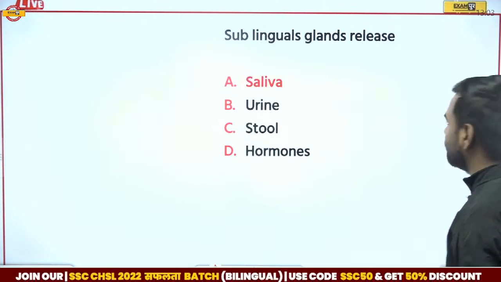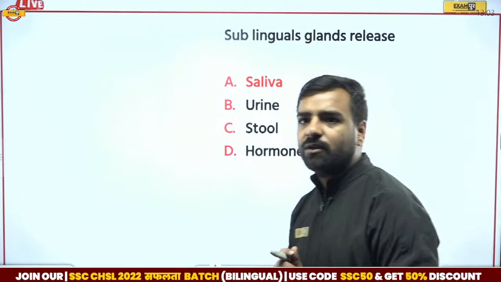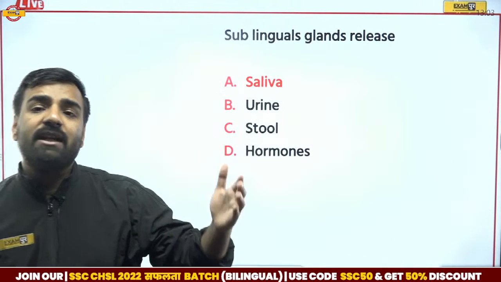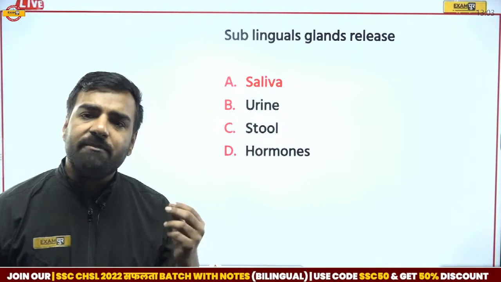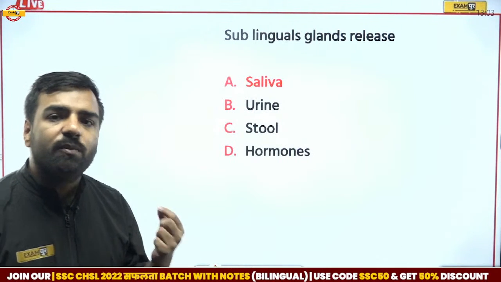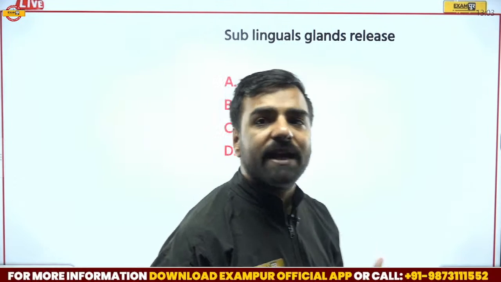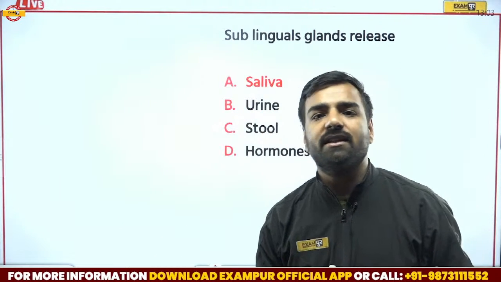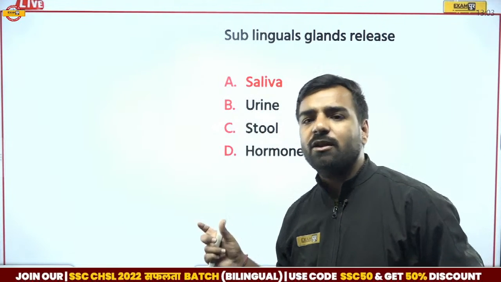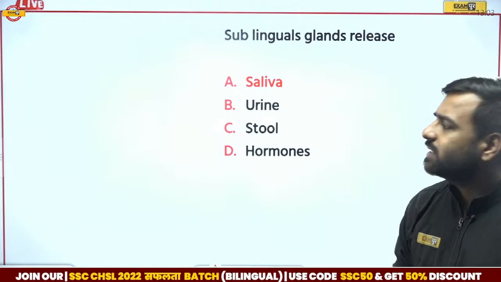These questions are repeatedly asked in the examination. We must be aware of what all are the benefits of saliva. The first and important benefit is it is going to give you lubrication. Second, it will kill those microorganisms which might be present in the food. And yes, the sublingual gland is a gland from where this saliva is secreted.